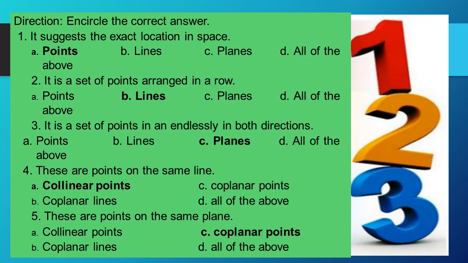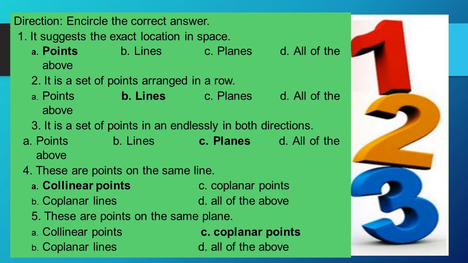Encircle the correct answer. It suggests the exact location in space. A. Points. B. Lines. C. Planes. D. All of the above. The correct answer is points. Number 2. It is a set of points arranged in a row. A. Points. B. Lines. C. Planes. D. All of the above. The answer is letter B.